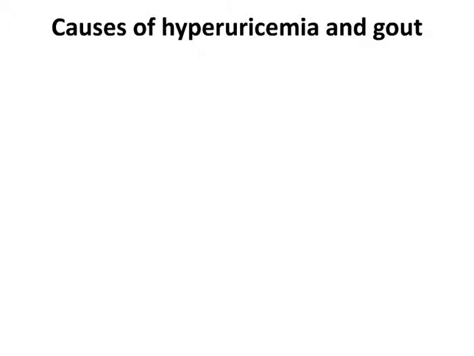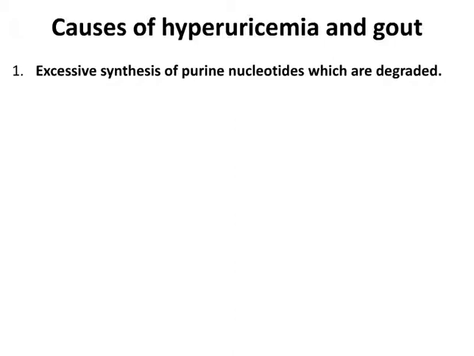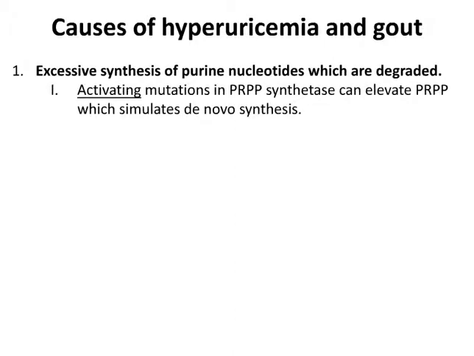There are several causes for hyperuricemia and gout. There can be excess synthesis of purine nucleotides, which are then degraded.